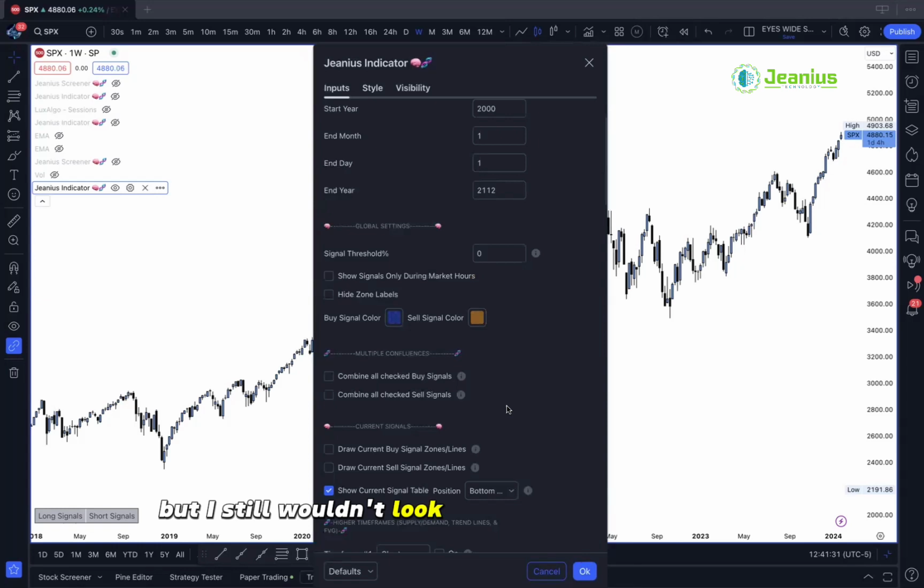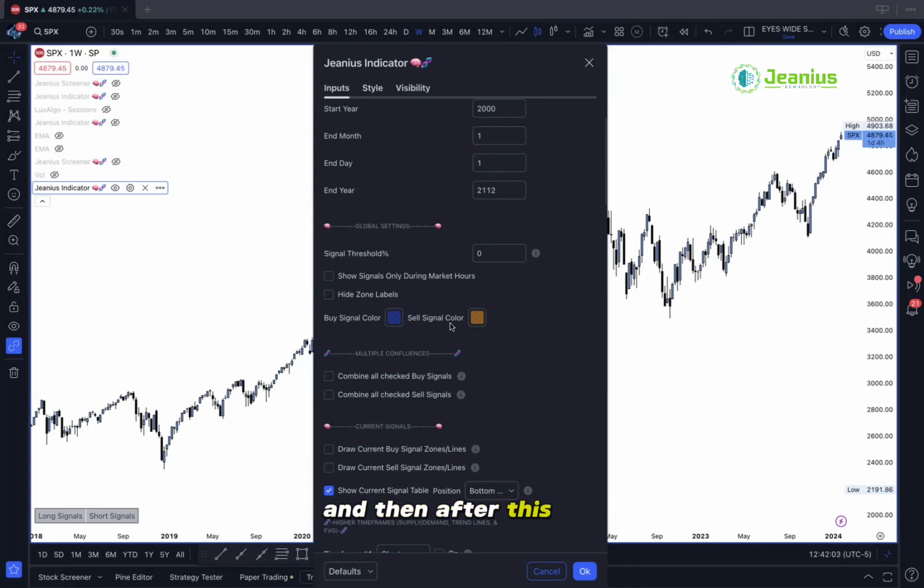But I still wouldn't look at it as just a buy and sell signal, the generic indicator. I would look at it as your sidekick that helps you locate your edge whenever it pops up on the computer, without you having to go to every stock and find your edge. You can calculate where your edge is going to be depending on what your settings are in the indicator itself. And so this is going to be the comprehensive walkthrough for the indicator.